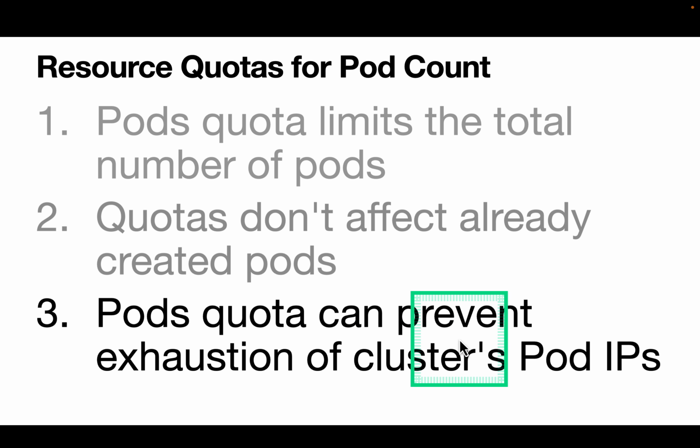You can create a very high number of pods, and every pod will get its own IP, and that can completely exhaust the total supply of pod IPs. So that's why you want to prevent it. You don't want a single team to completely exhaust all the cluster IPs.